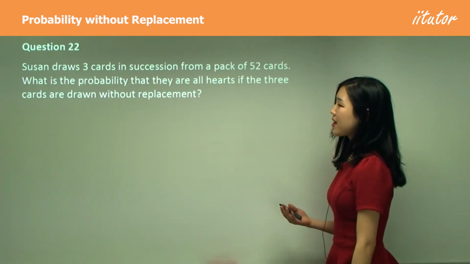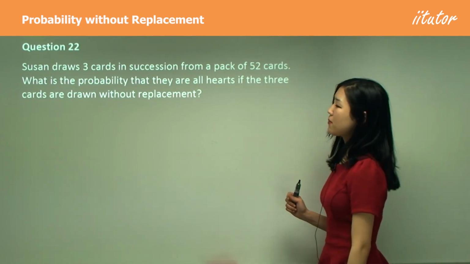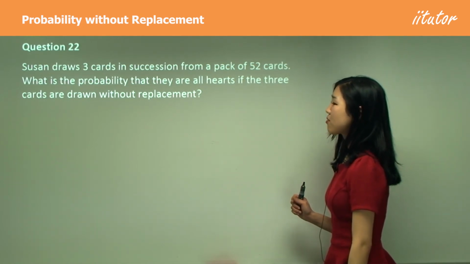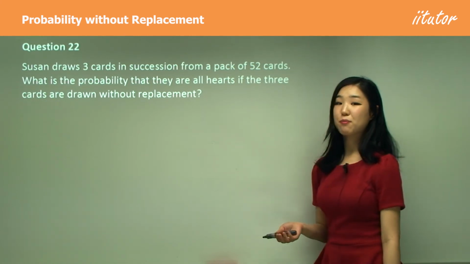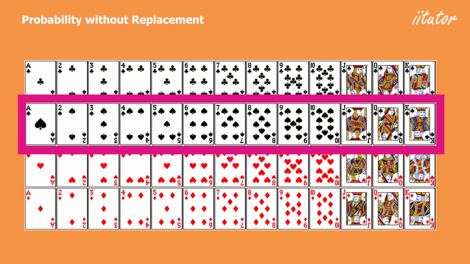Question 22. Susan draws 3 cards in succession from a pack of 52 cards. What is the probability that they are all hearts if 3 cards are drawn without replacement? Hearts is 1 out of 4 shapes. So hearts is a quarter of 52 cards. So there are exactly 13 hearts in a pack.